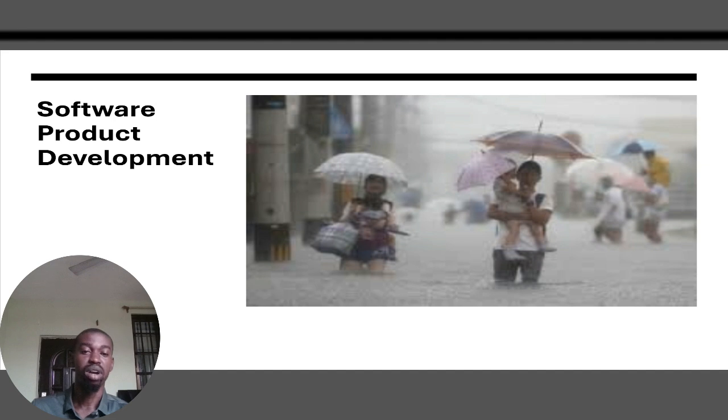Now, to solve this problem, the locality and the government decided to do something about their drainage system. So to move forward, they began clearing the gutters and making sure that water flows in the street, and building more gutters for more ways for the water to flow when there is rain. That is how software product development looks like.